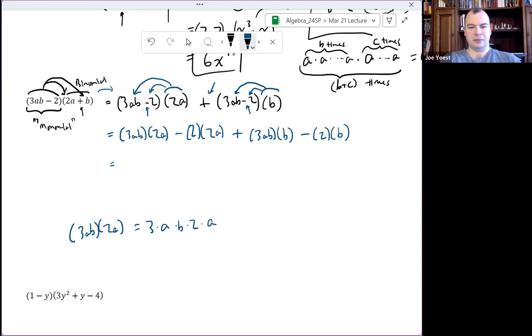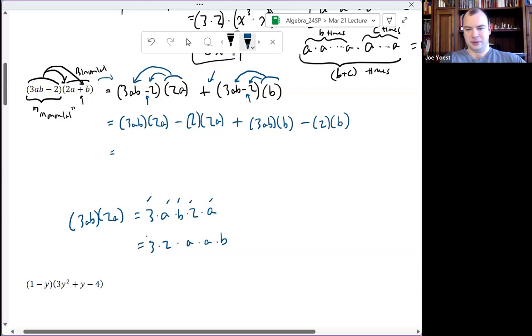So I can think of 3ab times 2a. These are all just multiplied together, so I can multiply them in whatever order I want, or I could just get rid of these parentheses. I can use the commutative property to shift around these factors. So I have 3 times 2 times a times b.